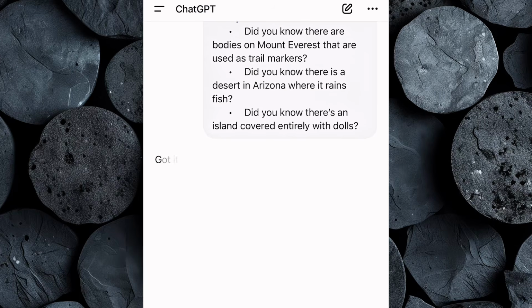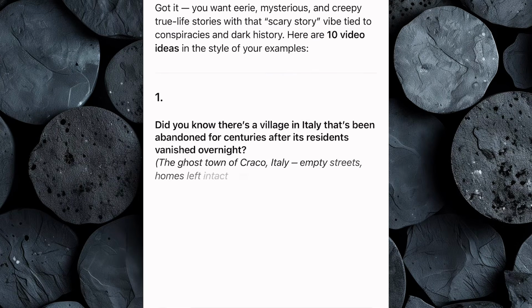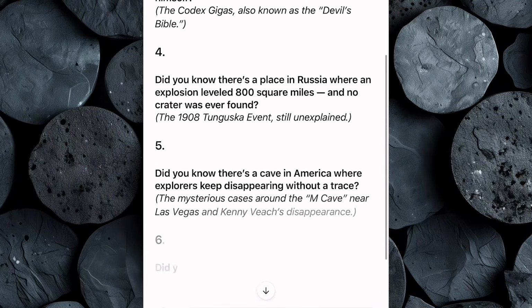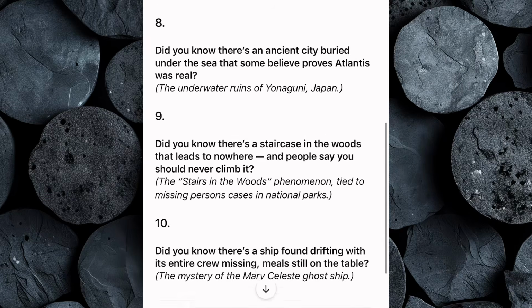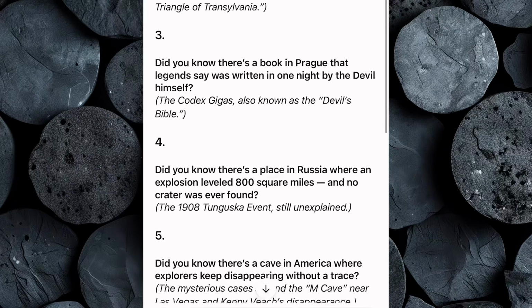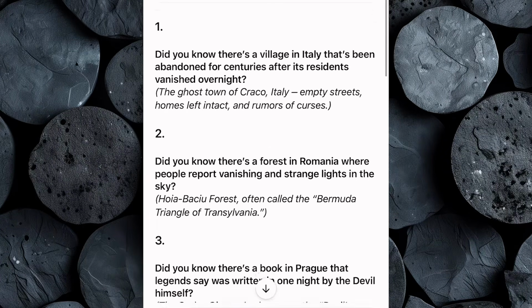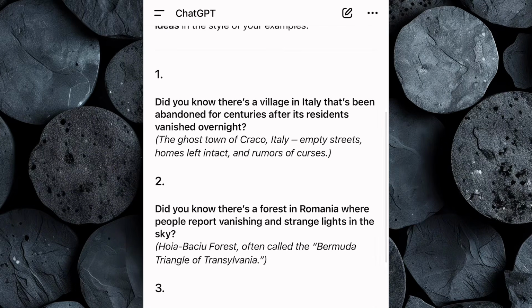After that, hit enter, and in just a few seconds, ChatGPT will give you a full list of unique scary story video ideas designed for this niche. Take a moment to go through the list carefully and pick the one that immediately grabs your attention. Remember, choosing the right idea at this stage is what sets the foundation for a video that can go viral.